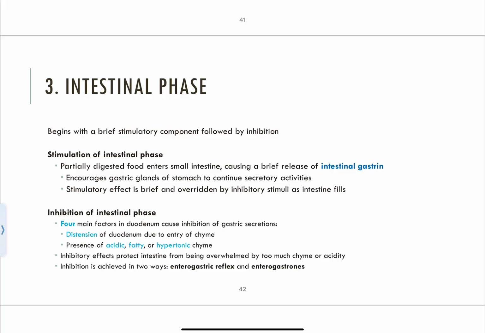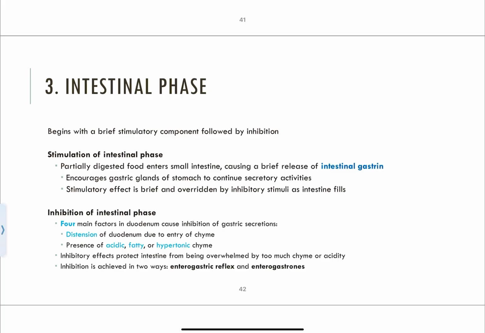And this hormone is going to help encourage the gastric glands to continue their secretory activity. This is a stimulatory effect. It's very, very brief because it's overridden by inhibitory stimuli as we continue to fill the intestines. So the next step would be inhibition of the intestinal phase, and we have 4 main factors in the duodenum to cause it to stop the gastric secretion.